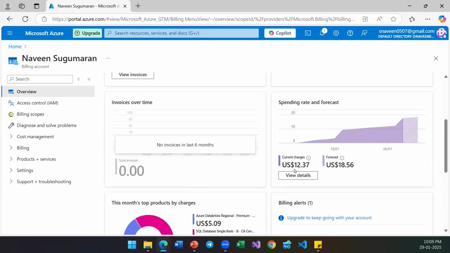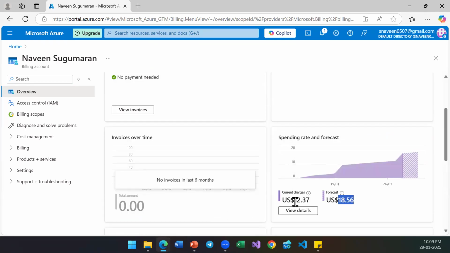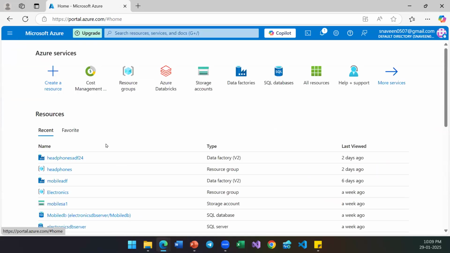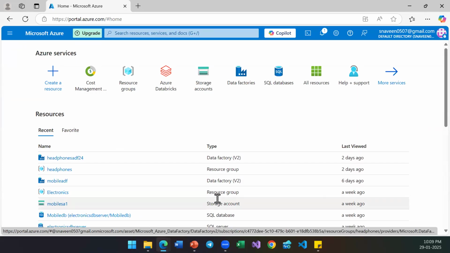Yeah. So you can notice in this particular month, from the time we created this account, we have consumed $12.37. Right. So if you keep using it in the same way, the forecast is $18.56 that we are going to consume. Of course, this $12.37 is the consumption for many different services that we have created. You can see we have created Data Factory and many other services. Now let me help you understand the services that we are going to cover, and then we'll try to correlate some of them with what is on the screen.